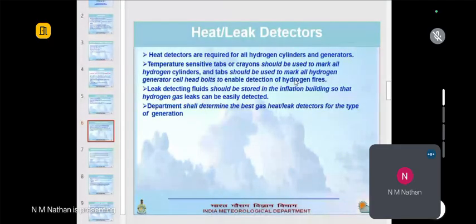During my tenure, I made the testing arrangement. Then firefighting equipment, everything we have maintained at the station level. The same type of thing you have to ensure at your station also. Then temperature-sensitive tapes and crayons should be used for marking the cylinders. That is also very important.